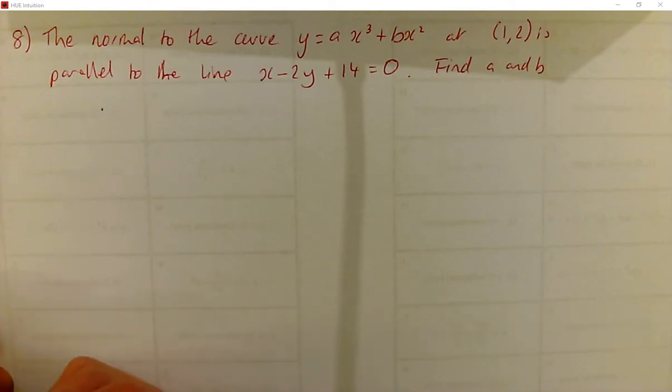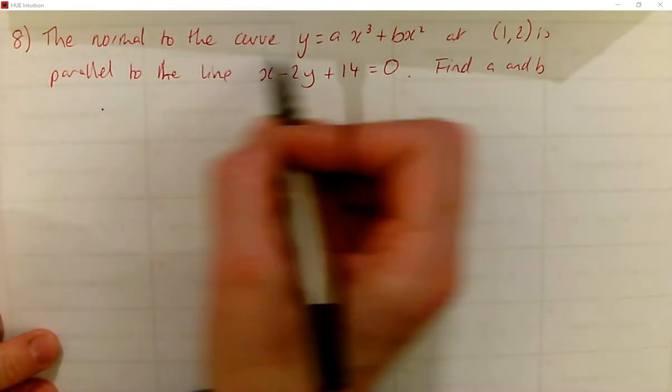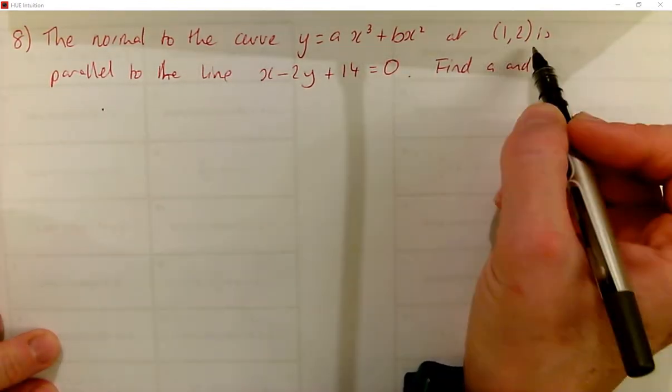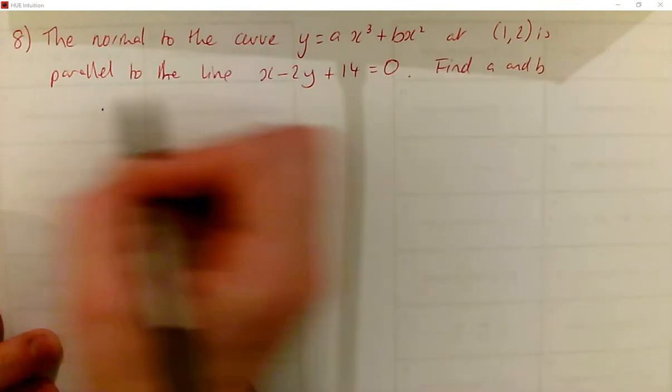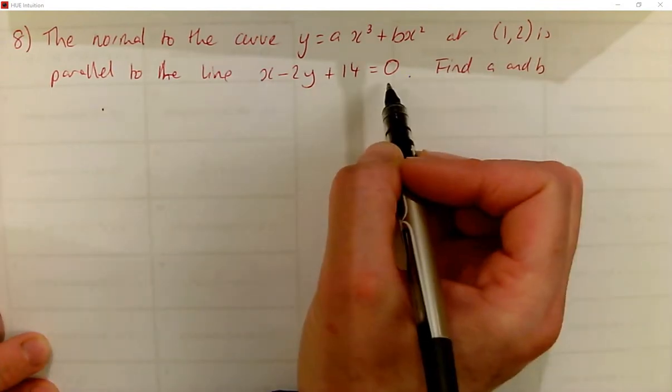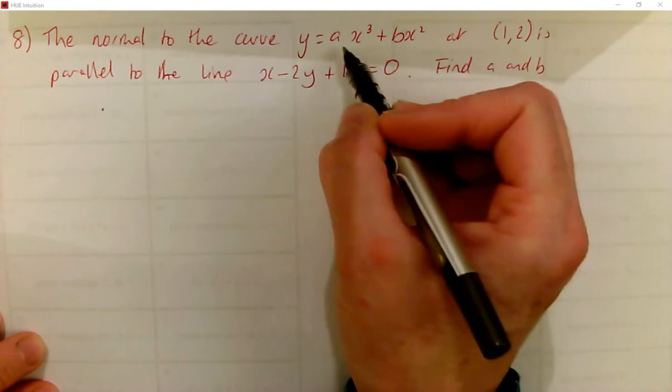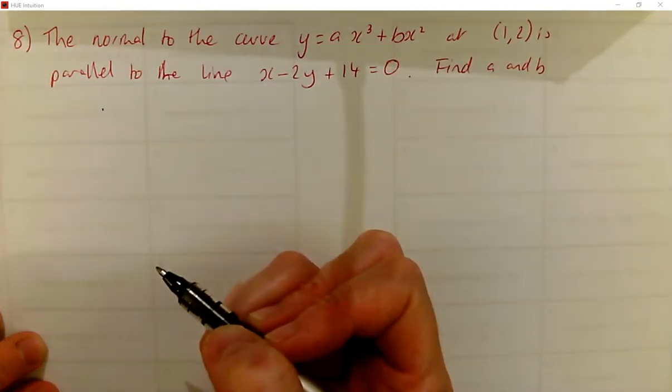Hi Year 12s, this is exercise 14A, question 8. We're told the normal to this curve at this point is parallel to this straight line, and we have to figure out what the missing numbers A and B are.